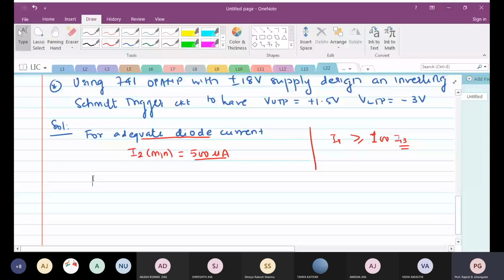I2 min equal to 500 microampere. Okay, so then R2 happens to be your VUTP divided by I2, that is 1.5 volts divided by 500 microampere.